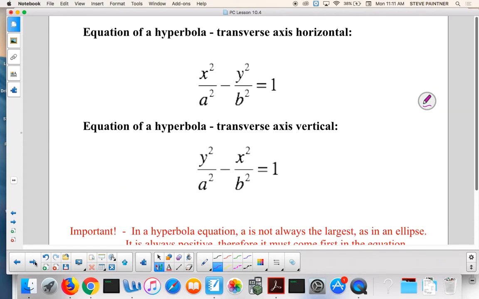All right. Here come your equations, just like ellipses. It looks almost the same: x squared over a squared minus y squared over b squared equals 1. What's the difference? It's the minus. That's the only difference right now.